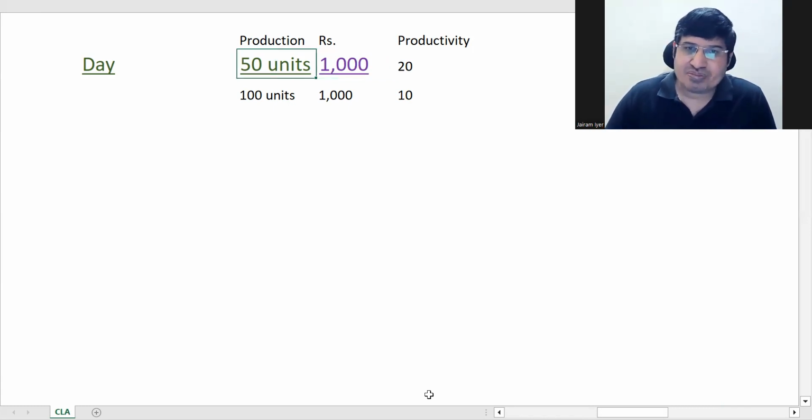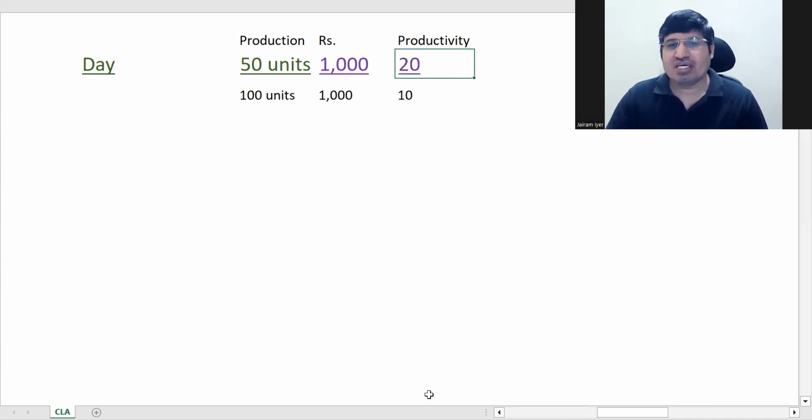So how will we calculate it? 1000 rupees for 50 units. So how much for 1 unit? It will basically be 1000 upon 50, which is nothing but 20. 1000 upon 50 gives you 20 rupees per unit. That is the labor cost now, 20 rupees per unit.